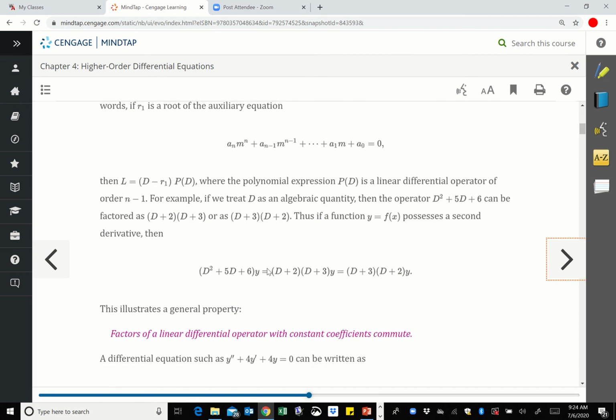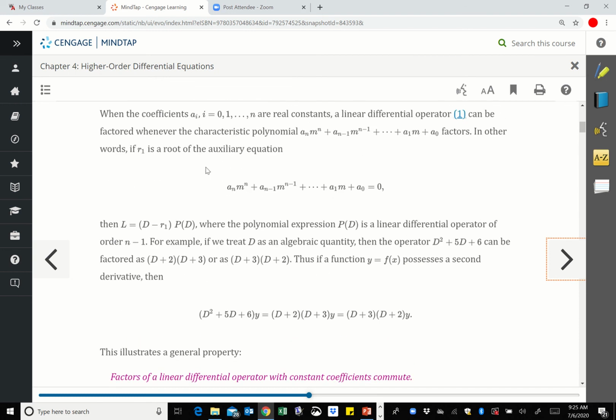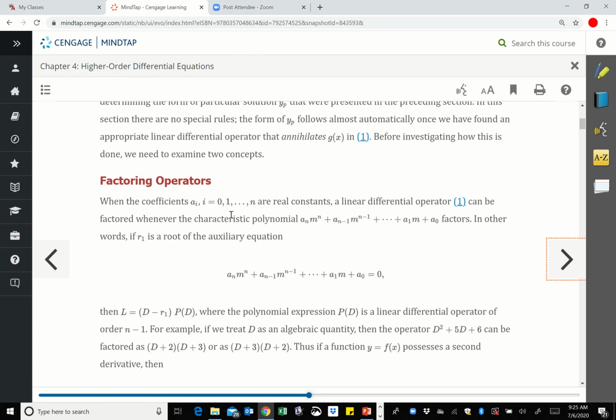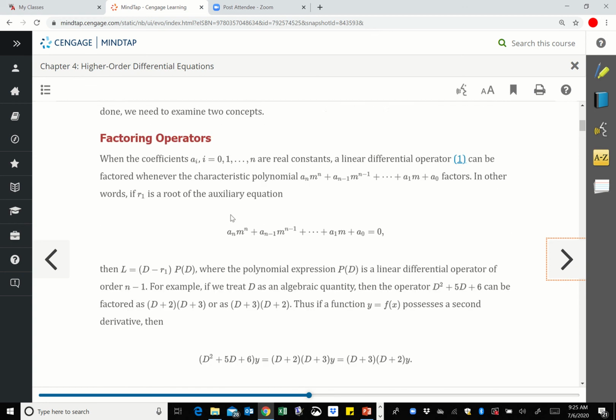One of the fundamental results from algebra is this: let's suppose that r1 is an auxiliary root of this equation. If r1 is a root, then m minus r1 would be a factor. In other words, we could write the differential operator L as D minus r1 times P of D, where P of D would be a polynomial differential operator of degree 1 less. That was the fundamental theorem of algebra. Now we're seeing it manifest itself in differential equations.